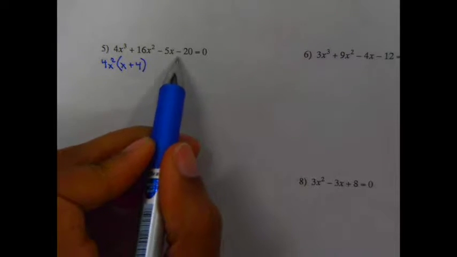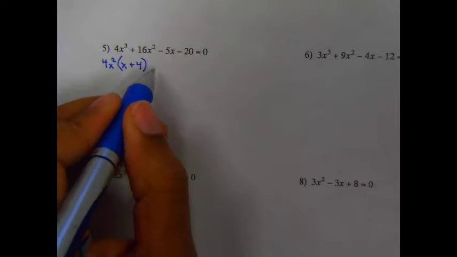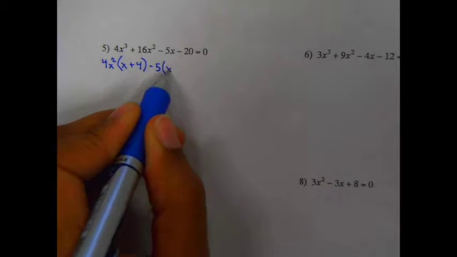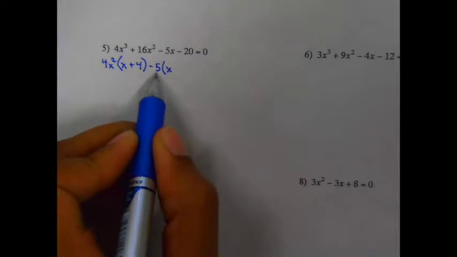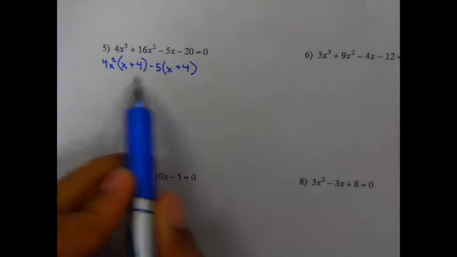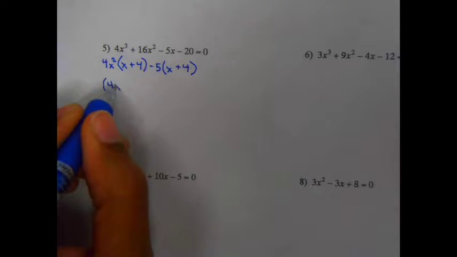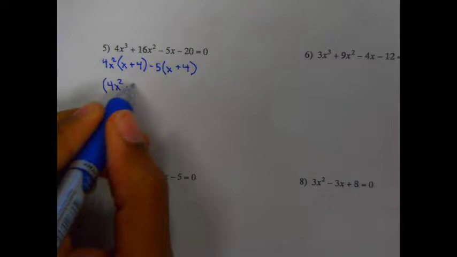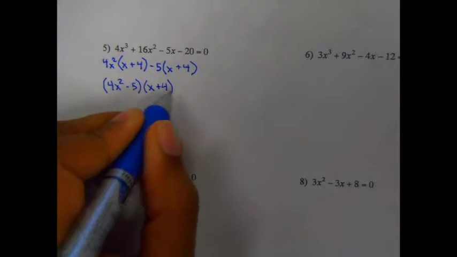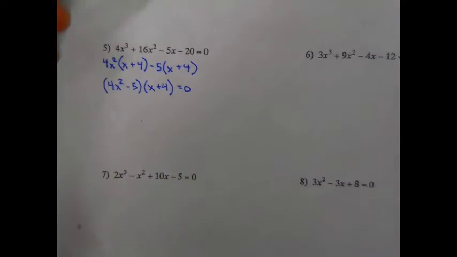Now looking at the second two terms, what do they have in common? Well, they both have a negative 5. Let's factor out negative 5. That leaves an x here, and negative 20 divided by negative 5 would give me positive 4. Now I can see that they both have an x plus 4 in common, so factoring that out, the factored form is 4x squared minus 5 times x plus 4, still equals 0.